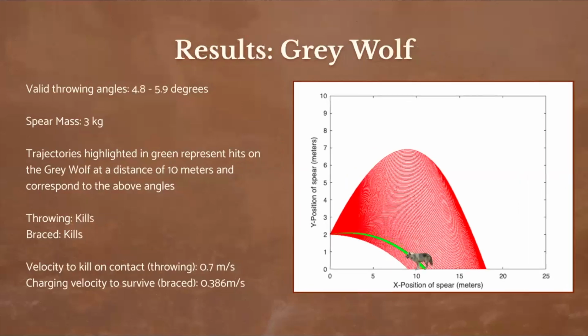Lastly, we looked at the gray wolf. Here, a range of throwing angles from 4.8 to 5.9 degrees resulted in a hit on the gray wolf. Our initial throwing energy resulted in a lethal hit to the wolf at each of these angles, and similarly, the brace spear was lethal to the wolf as well.